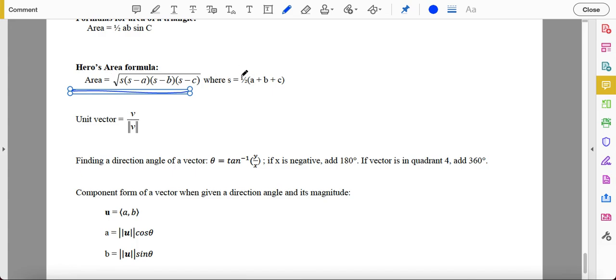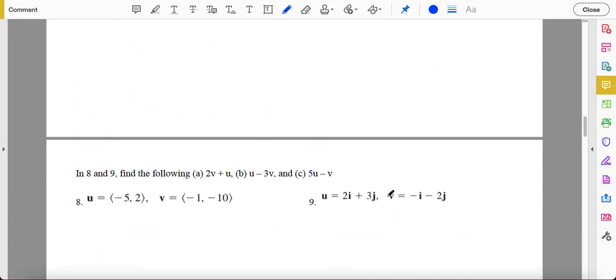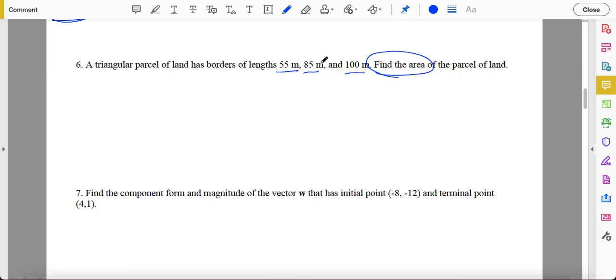where s is 1/2 times the sum of a, b, and c. Again, just applying the formula. Remember, this is a, this is b, and this is c. It doesn't really matter which is which. First we'll find s. It's 1/2 times the sum of a, b, and c, so 55 plus 85 plus 100. So it's 1/2 times 240. So s is 120. Now we can apply our formula.